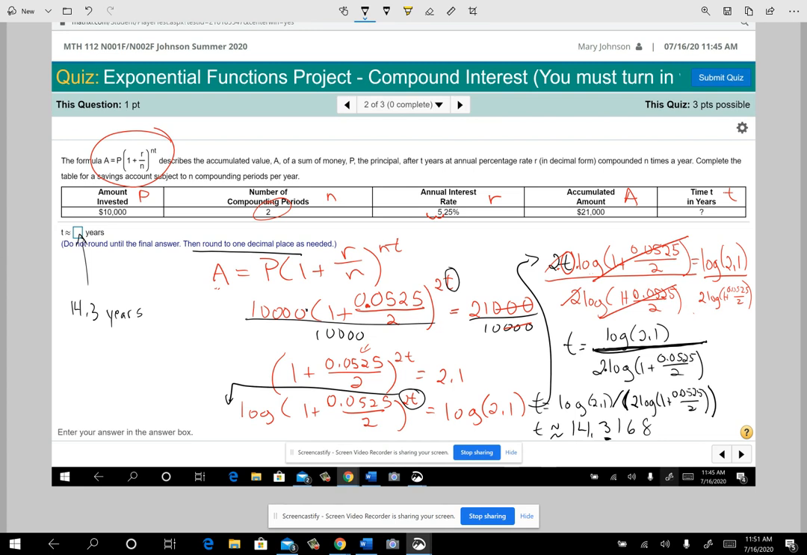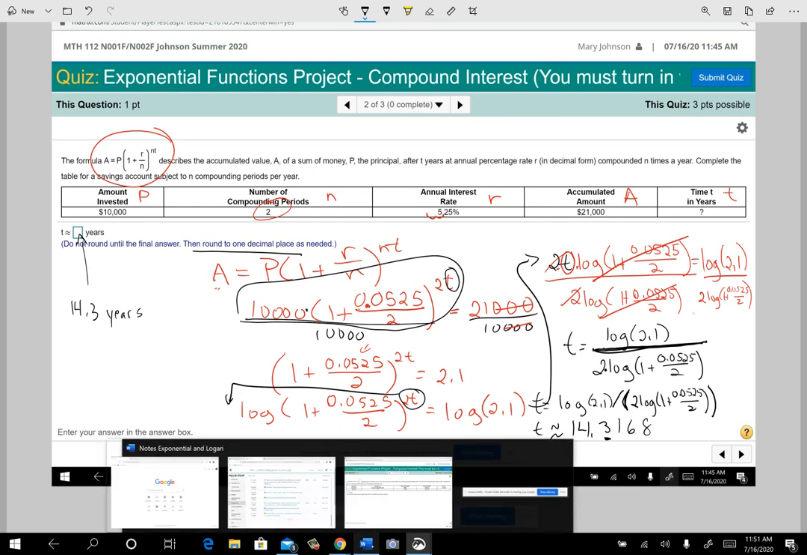Now what I could do to test it is go back to when I set it up right here and type in 10,000 parenthesis 1 plus 0.0525 divided by 2 raised to the, and then put in parenthesis the 2 times the 14.3, and it should turn out to be around 21,000. Okay, it won't be exact, but it'll be approximately that. Okay, now your numbers are going to be different, but that should give you a good idea.